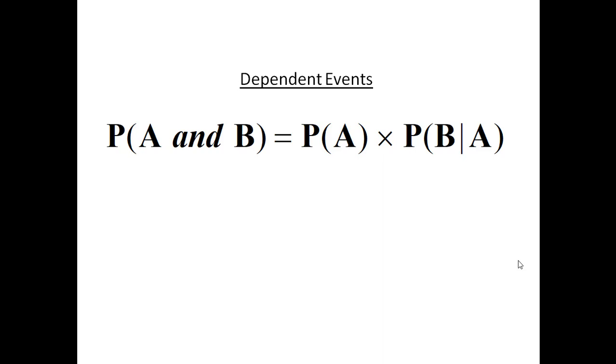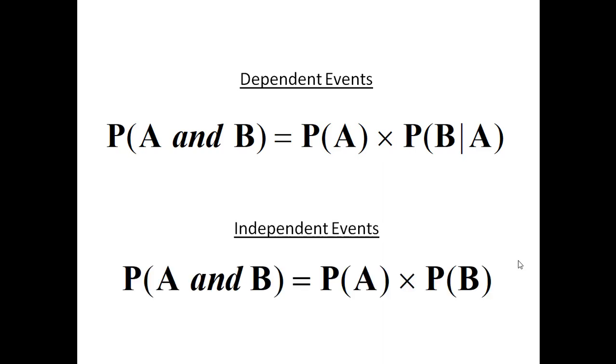So when I have a dependent event, I want to know the probability of A and B happening. It's the probability of A times the probability of B given that A has already happened. That's what that bar means, the probability of B given that A has already happened. So I'm multiplying the probabilities because they both have to happen. And the probability of B is dependent upon the event A having already happened.